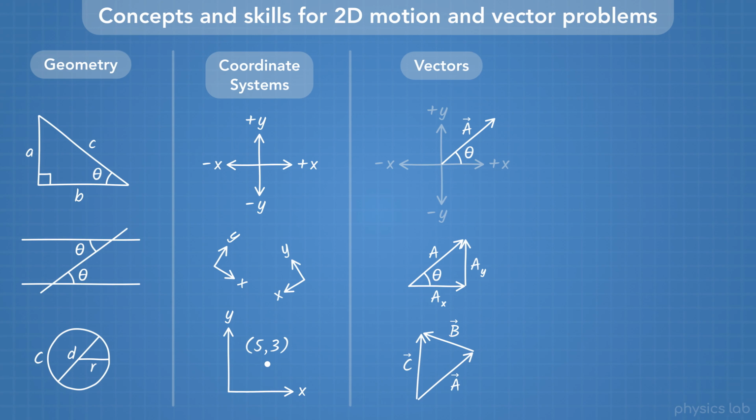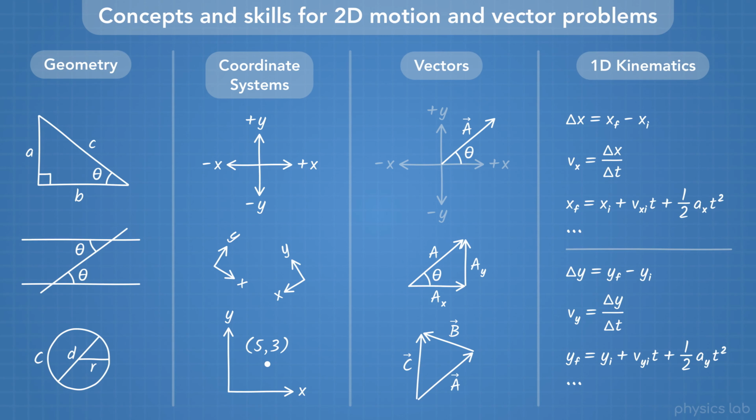Next, we definitely need to know how to work with vectors. We should be able to at least roughly draw a vector when given its magnitude and angle. We should also be familiar with the different ways that a vector's angle can be described relative to other axes or directions. We need to know how to find the components of a vector and how to find its magnitude and angle. And we also need to know how to add vectors, either graphically by using the tip-to-tail method, or mathematically by adding their components.